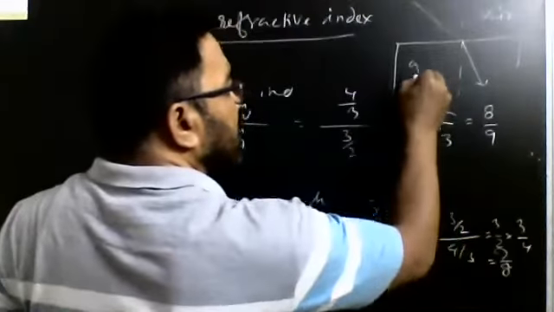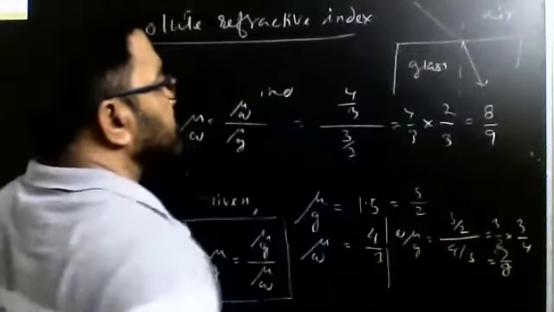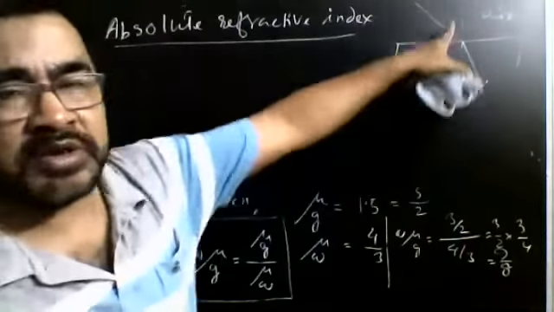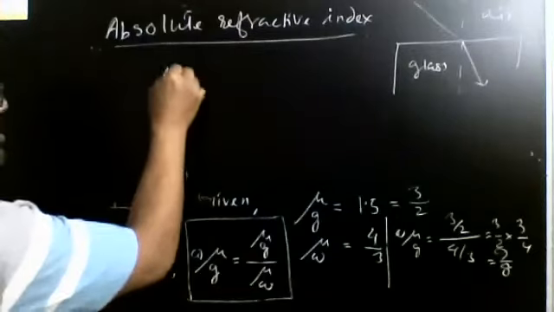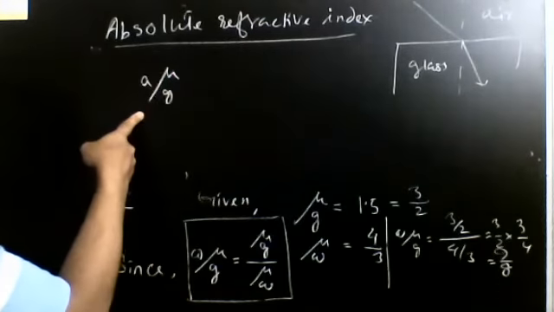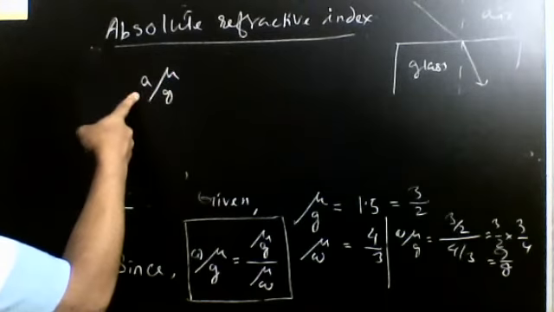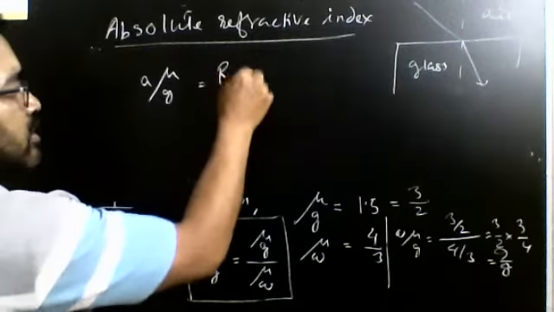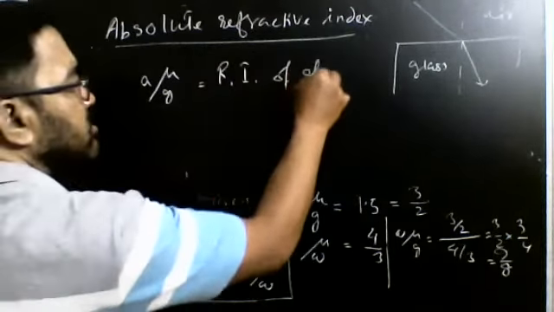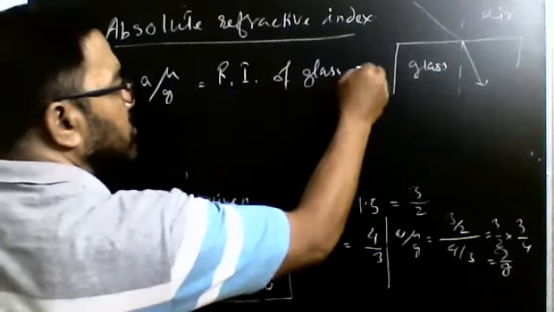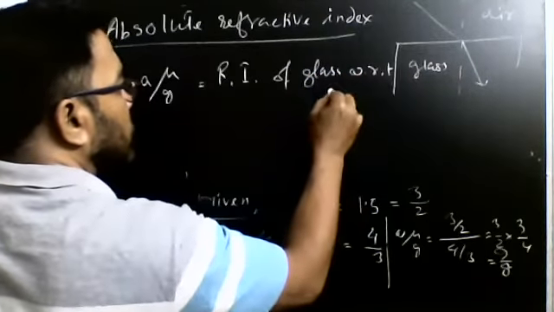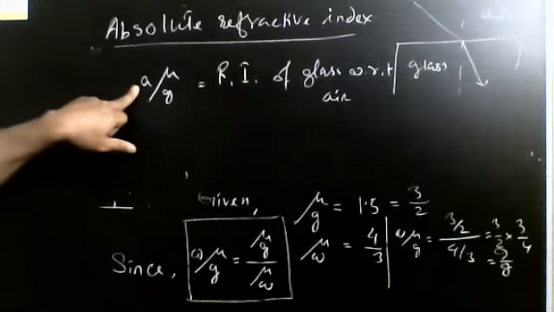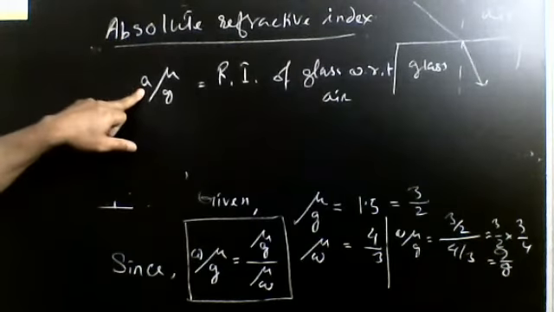So if this is glass, for example, then this refractive index of glass with respect to air is called absolute refractive index. It may be written as mu g a. What does it mean? It means the refractive index of glass with respect to air. Normally if the first medium is air, it is not written.